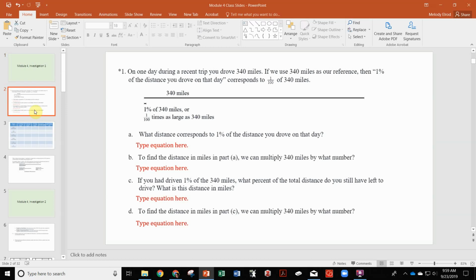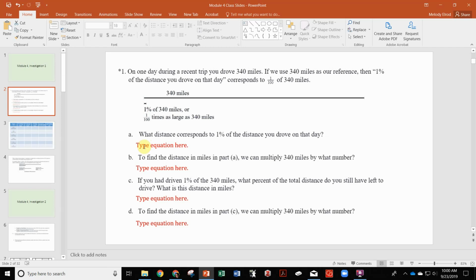On one day during a recent trip, you drove 340 miles. If we use 340 miles as our reference, then 1% of the distance that you drove that day corresponds to 1/100th of 340 miles. If that's not obvious to you, you can think of percent as per hundred, which is what it literally means. So per hundred would mean 1/100th of what you're looking at there. So 1/100th of 340 miles gives you this tiny little portion of the 340 mile trip.